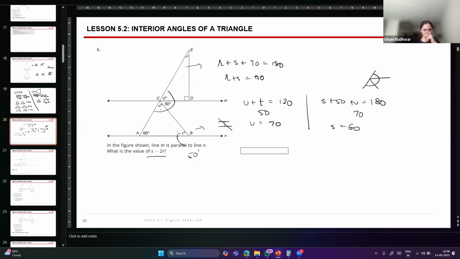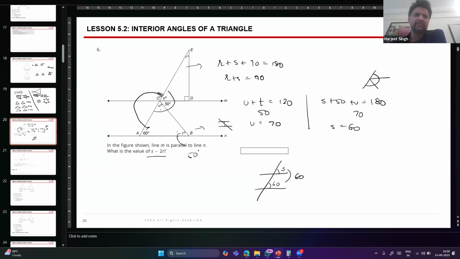You could have also directly found S, by the way, without doing any of this. The alternate angles are 60. Shortcut. So can I say these two angles will be the same in a transversal setup? This is S, this is 60, so S could have been 60 directly. And if S is 60, we know R is 30. And if R is 30, S minus 2R will be 0.